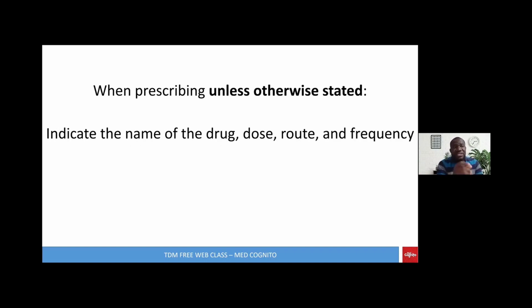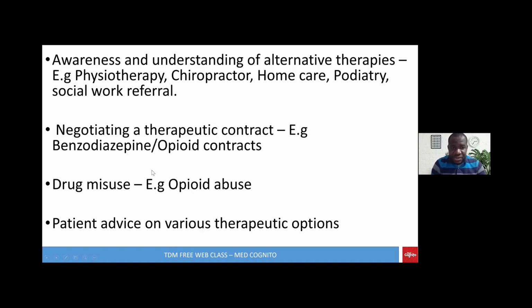It's also important that you are able to adhere to the instructions that you are given. Let me go to the previous slide. All right. So I was touching on the fact that the scope will include areas like awareness and understanding of alternative therapies, negotiating a therapeutic contract, drug misuse, patient advice on various therapeutic options. Okay, this is the scope which will be covered by the exam.